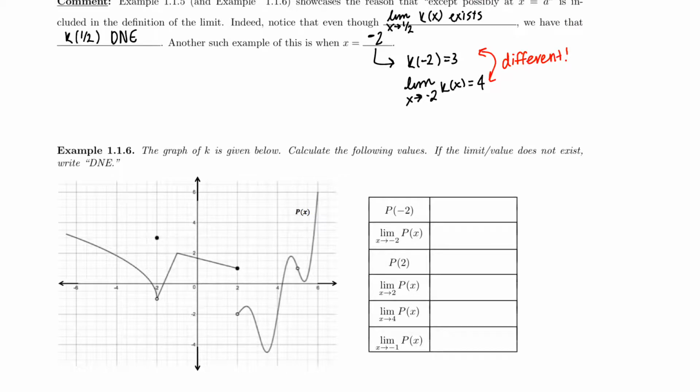So we're going to do the same thing down here with this graph. I want to point out that there are holes right here. This is an open circle, this is an open circle, and this is an open circle. I know it's kind of small, but those dots are closed. This is the function p.